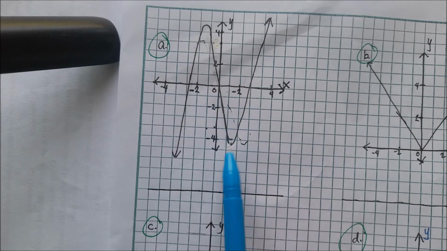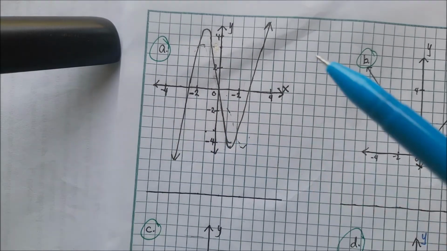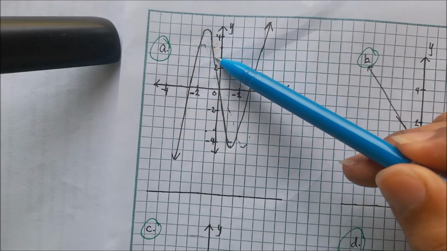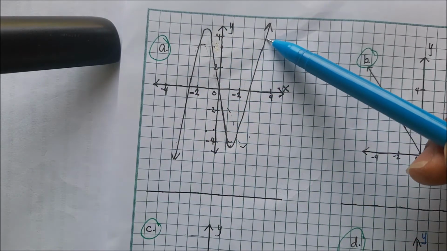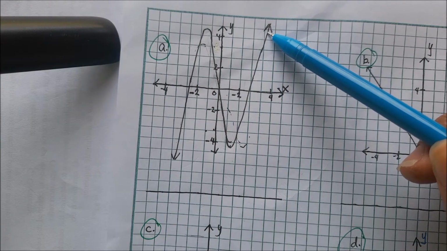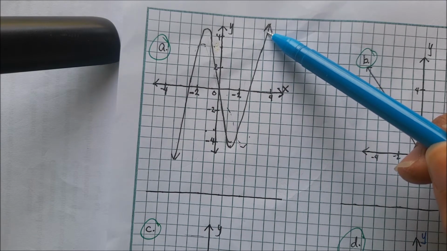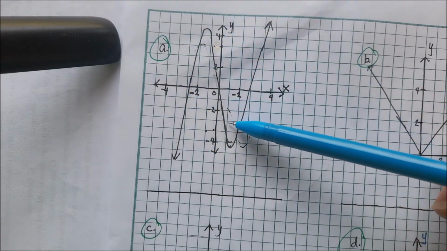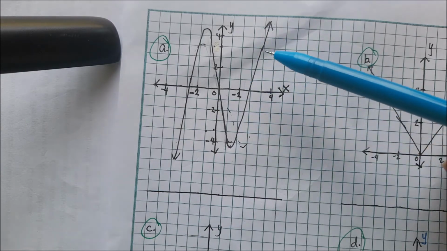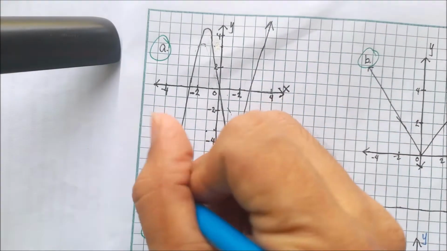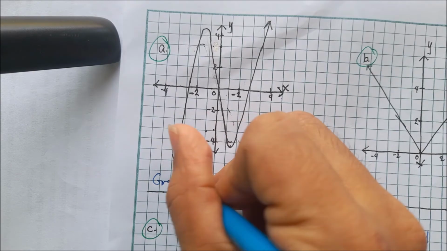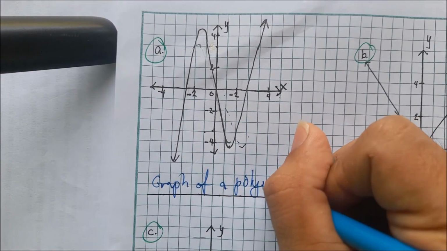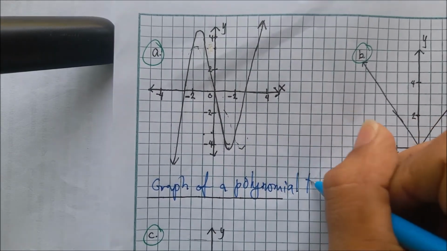From letter A, it starts from increasing to lower, then increasing. It is smooth and continuous. Since the graph is smooth and has no break or holes, it is called a graph of a polynomial function.